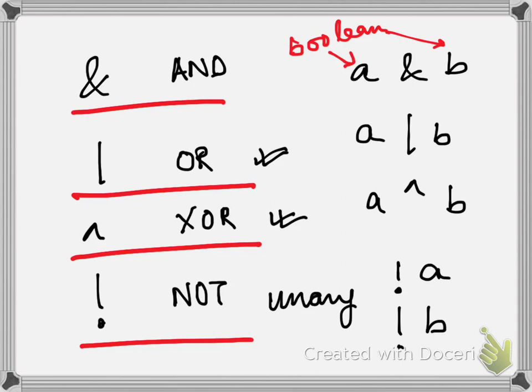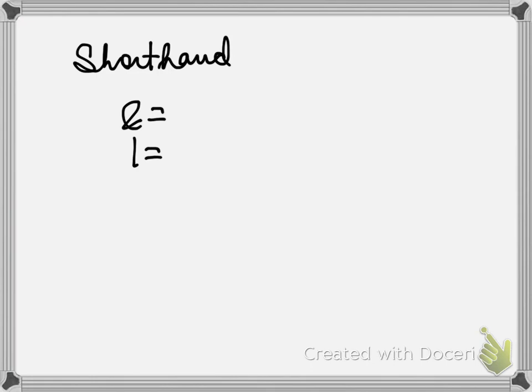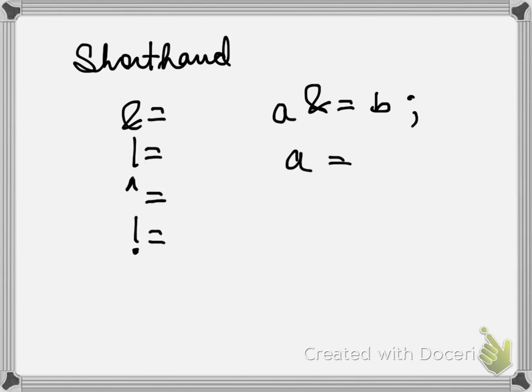Now in addition to these, you also have the shorthand notations, that is, with the assignment. So you can have AND assign, OR assign, XOR assign, NOT assign. These are the shorthand operations, and they work in the same way. It performs an assignment. Say I write A AND assign B. What does this mean? It means A is assigned A and B. These two statements are equivalent. So these are the shortened ones.